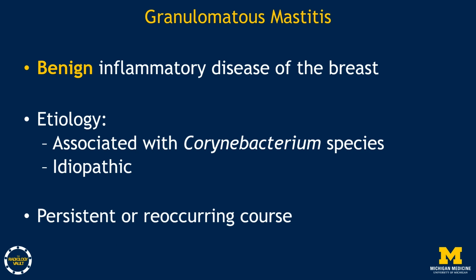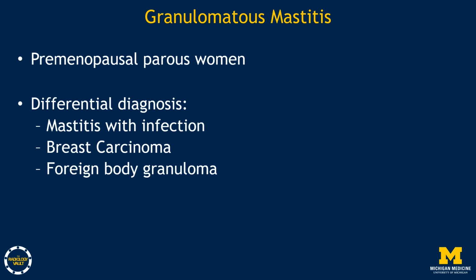Granulomatous mastitis is a benign inflammatory disease of the breast. The etiology can be idiopathic or it can be associated with the Corynebacterium species. It has a persistent or recurring course. It's often seen in premenopausal parous women, and the differential diagnosis includes mastitis with infection, breast carcinoma, or foreign body granuloma.